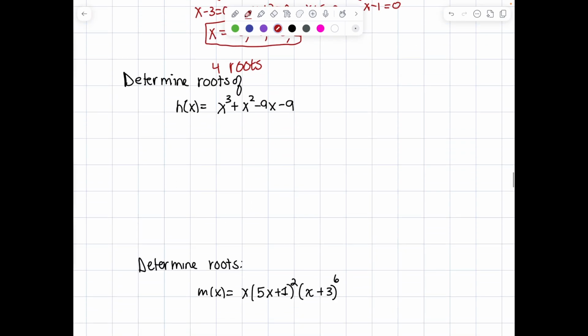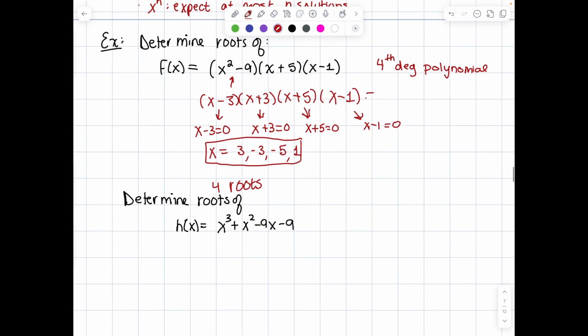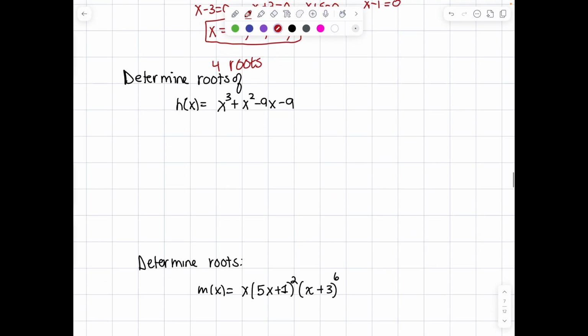All right, determine the roots of this function here. Okay, well, I don't have this factored. I can't just peel it off and set it equal to 0, right? Because I'm setting the whole thing equal to 0. So I need to figure out what to do with this. Luckily for me, I remember that when I have 4 terms that look like that, I can factor by grouping. So let's factor by grouping.